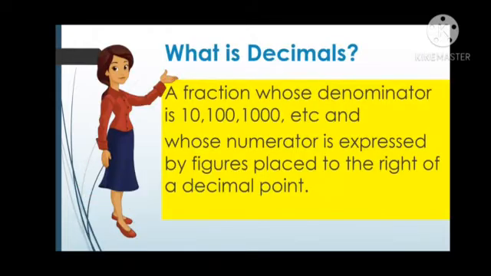So, let's see the definition of decimal number now. A fraction whose denominator is 10, 100, 1000, etc. and whose numerator is expressed by figures placed to the right of a decimal point are called decimals.